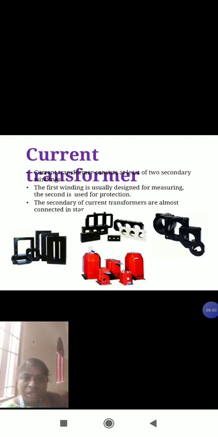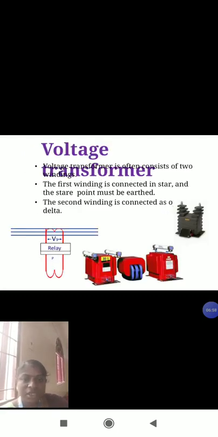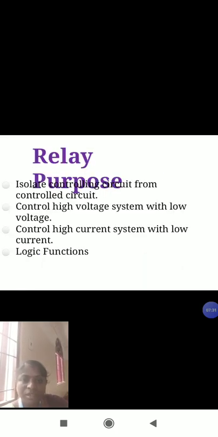And also the current transformer secondary winding is always connected in star connection. So next is the voltage transformer. Again, the voltage transformer is used for protection purposes, and it is used for measuring high voltage of the system. This voltage transformer again consists of two secondary windings. The first winding is connected in star, and the star point is connected to earth, and the second winding is connected to delta in order to measure the high voltage and in order to protect the electric system.